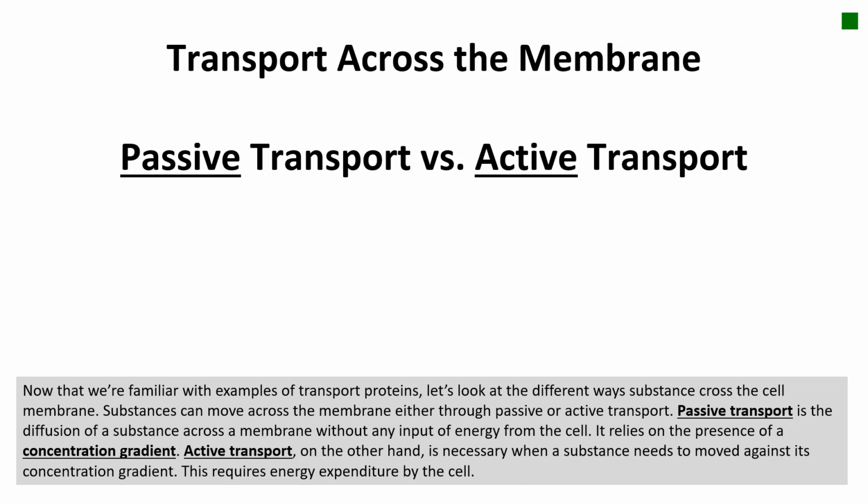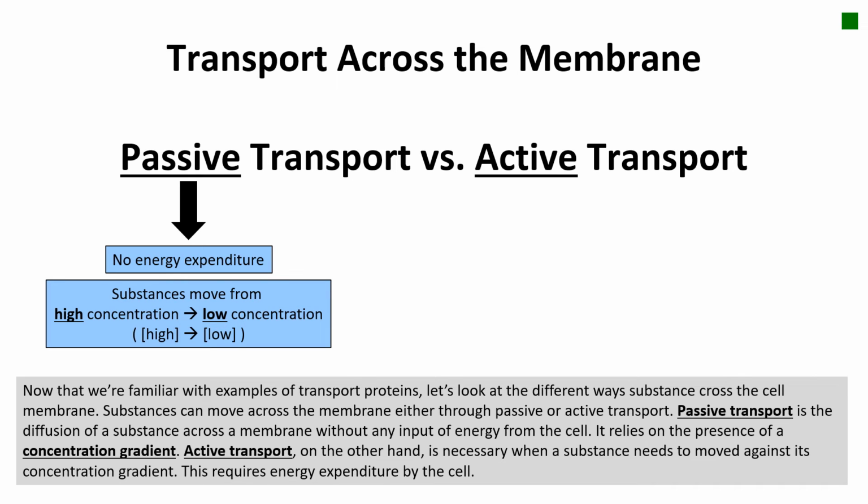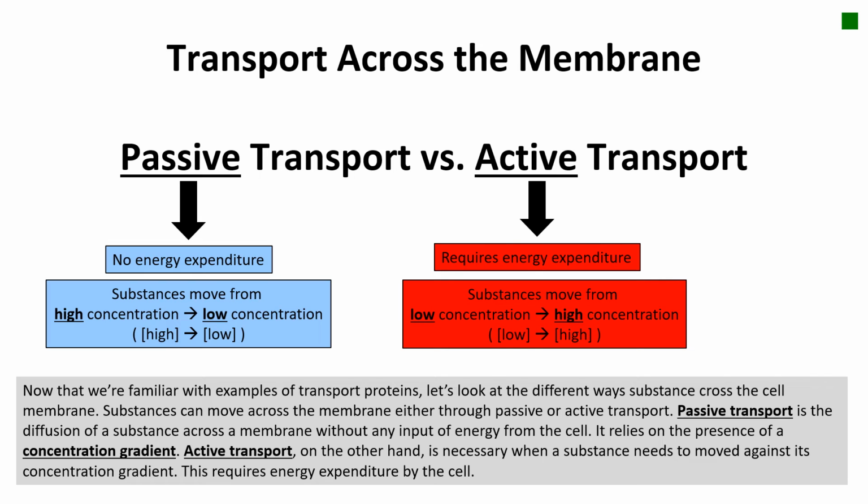Now that we're familiar with examples of transport proteins, let's look at the different ways substances can cross the cell membrane. Substances can move across the membrane either through passive or active transport. Passive transport is the diffusion of a substance across a membrane without any input of energy from the cell. It relies on the presence of a concentration gradient. Active transport, on the other hand, is necessary when a substance needs to be moved against its concentration gradient. This requires energy expenditure by the cell.